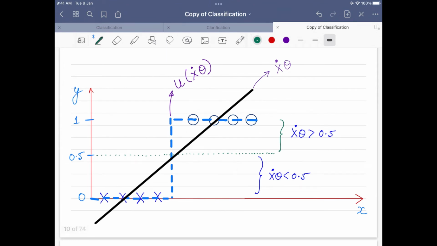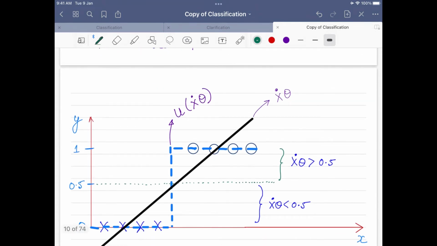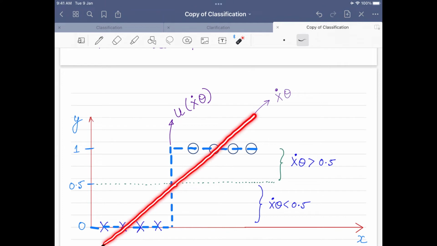Practically speaking, I have not drawn this exactly, but this is actually a shifted version of the unit step. This unit step is not the same unit step which it should be here, because it's a shifted version of the unit step by an amount of 0.5. But you can get the idea that if I apply a unit step onto this line, I will get this particular curve.